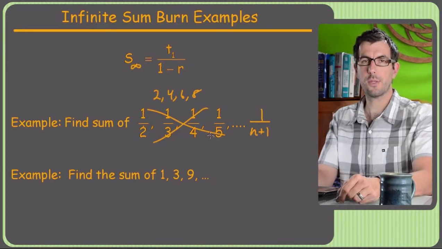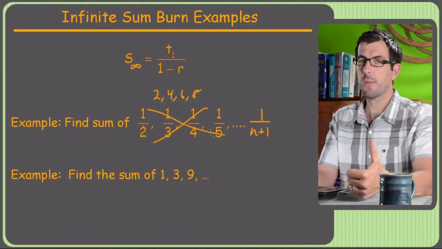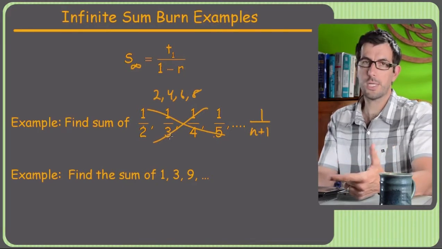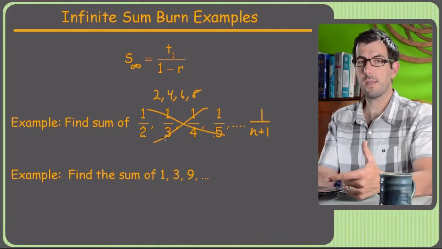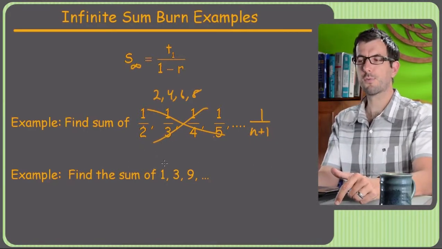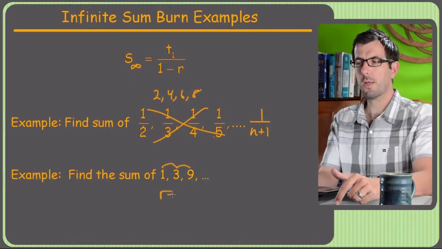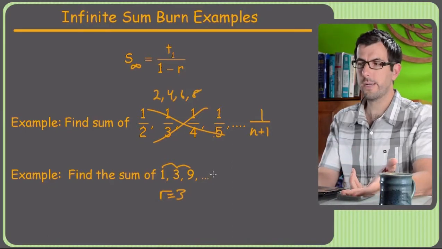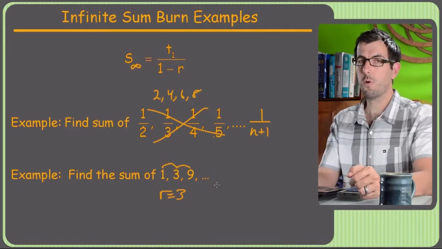So the first burn they could use on you is to give you an arithmetic sequence. The next burn is to give you something that's neither arithmetic nor geometric, in which case there might be an infinite sum, but you don't know how to find it, and you won't have to find it in this chapter. And then finally, it could give you something that's growing. So if you look at this one, we're multiplying by 3 each time. So r equals 3. And that does not satisfy the criteria that r be less than 1.